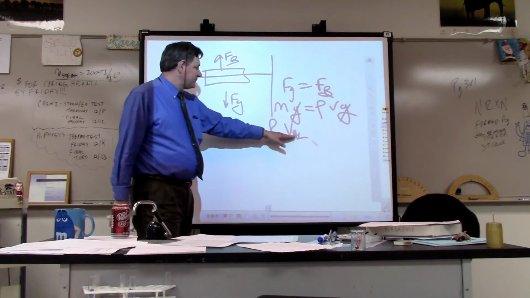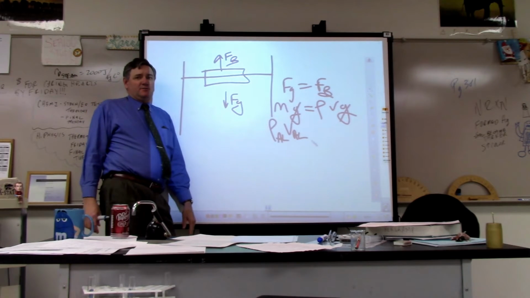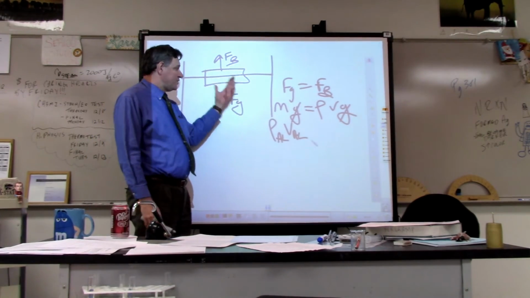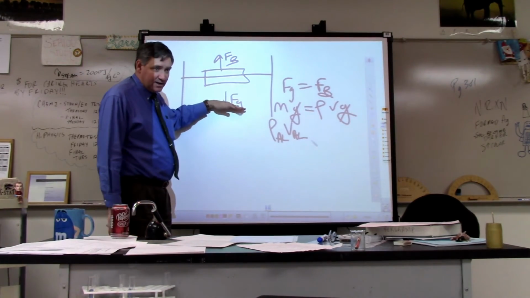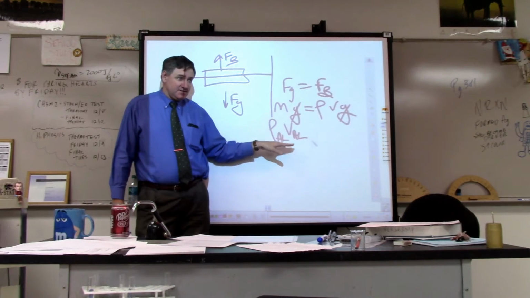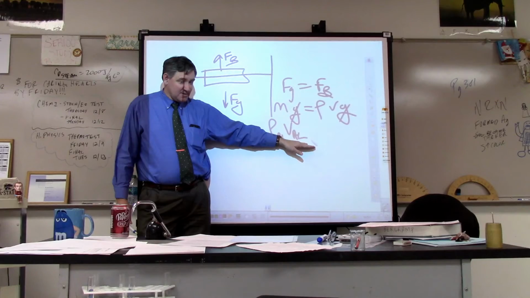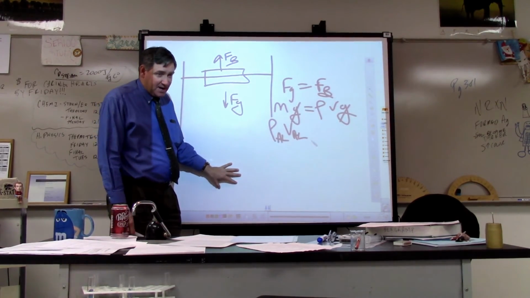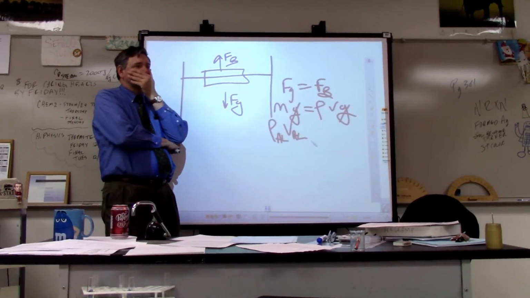Now, is this volume the entire volume, the part that's below, or the part that's above? The whole thing. The whole thing is going to make up that mass, because this is my Fg. This is the entire density of the aluminum times the entire volume of the aluminum, to find the entire mass. And that entire mass is going to be pulled down by gravity.